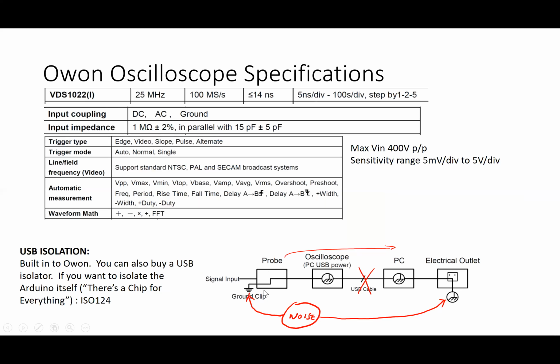By the way, if you have some circuitry out here, like your Arduino, that you want to isolate, you could indeed put in a USB isolator, and you can buy these for about $100 or so. But you can also isolate your signal out here when it's in analog form using an analog isolator. Remember, there's a chip for everything. One example of this is the ISO124 from Texas Instruments.